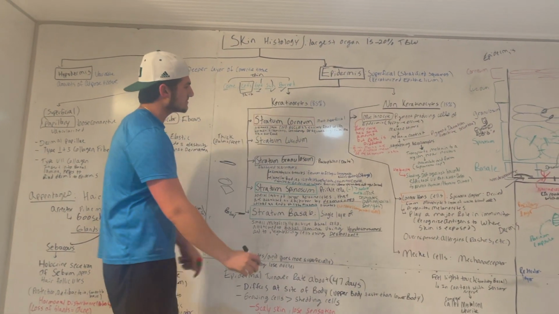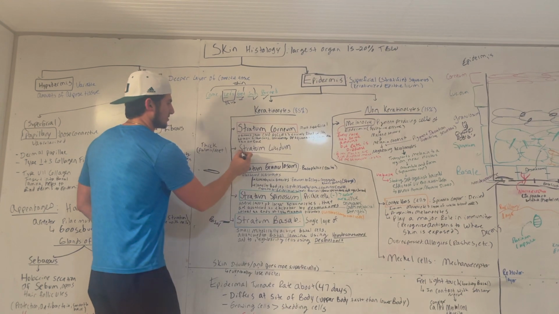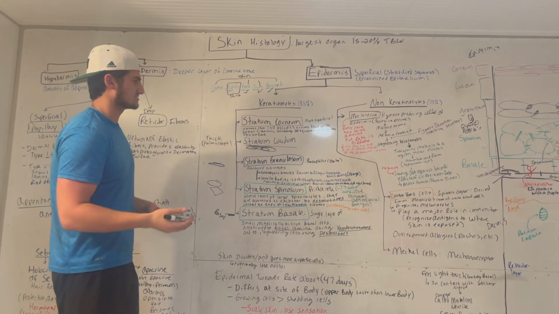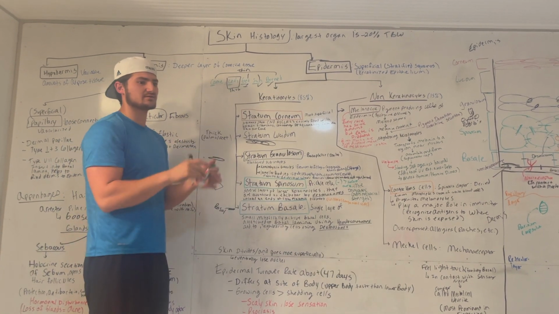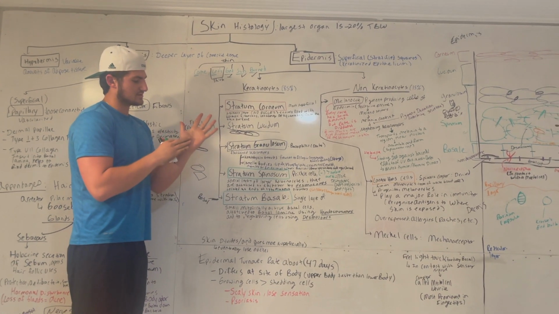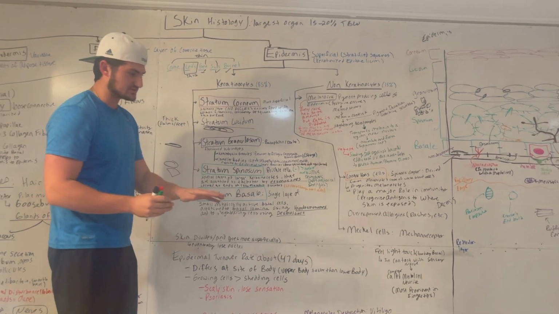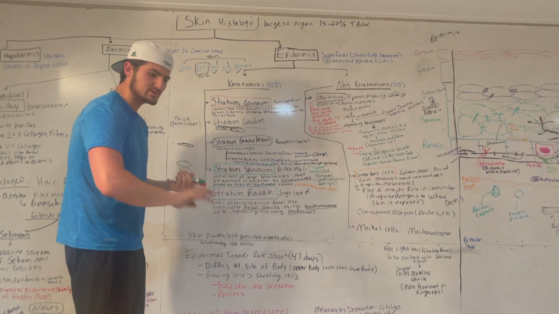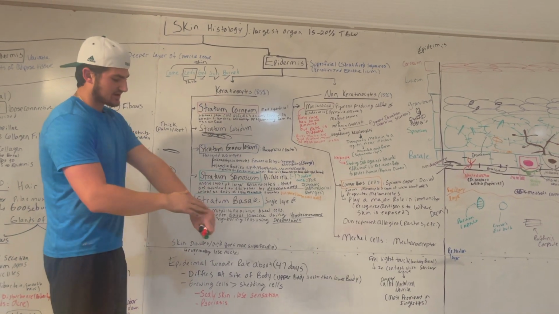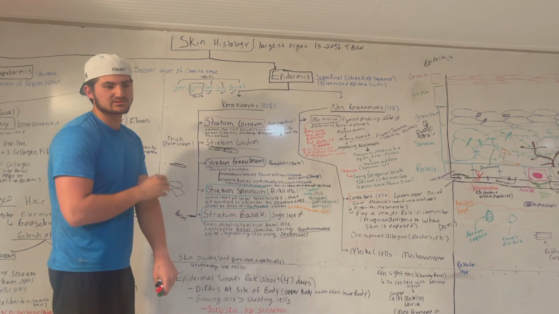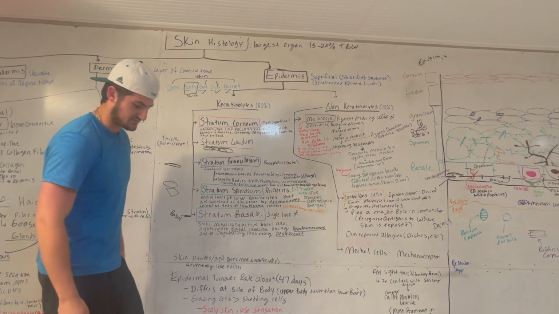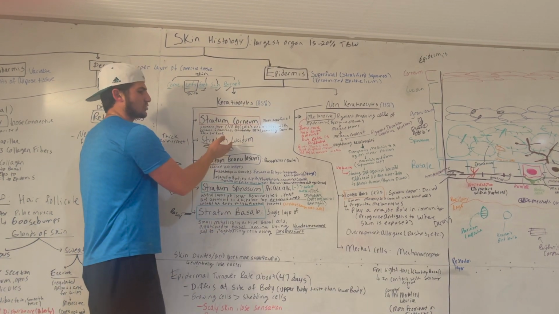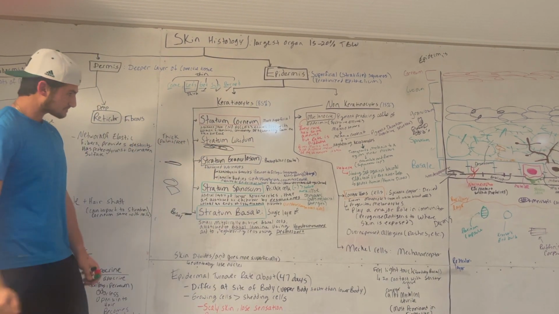So stratum lucidum is just layers upon layers upon layers of dead cells, right? It's layers of cells that are making my palms thicker. Why would you want your palms thicker? Because this region is touching stuff all the time. If you're constantly touching stuff, you're always losing cells, you're shedding. The back of my hands, my legs, you're not really touching things. But there's always friction on your feet and on your hands. So you want more layers. That's why this is thick skin.